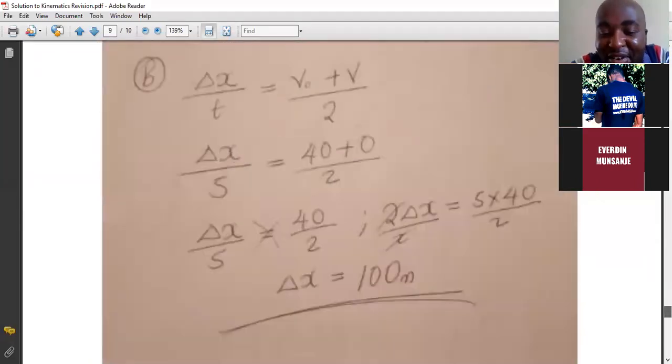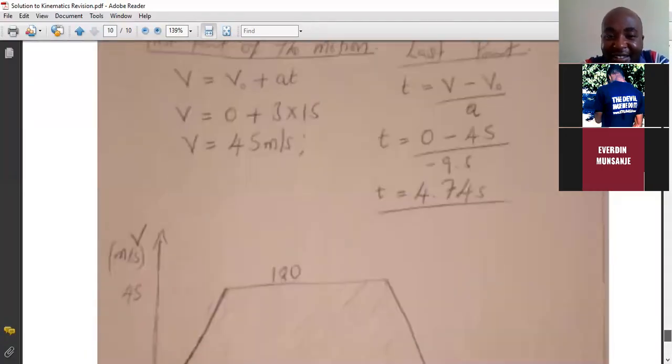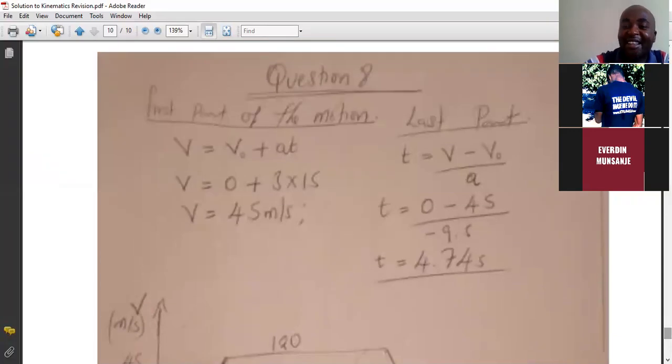The area under the velocity time graph is the distance. So that's how it is. So we solve this one. The only key thing is that you find the first part, the final velocity, using the time you've been given. So it's zero, starting from rest, plus 15 times 3, which is 45.